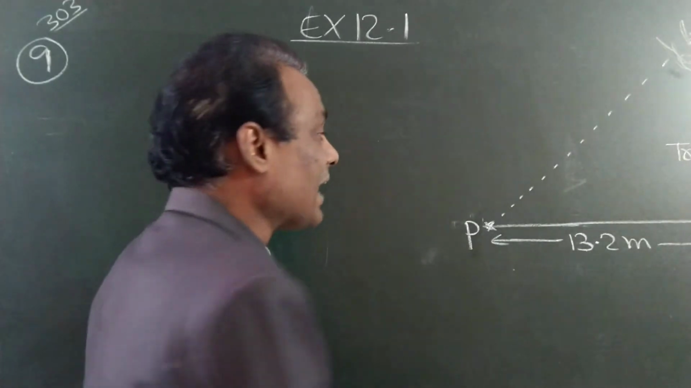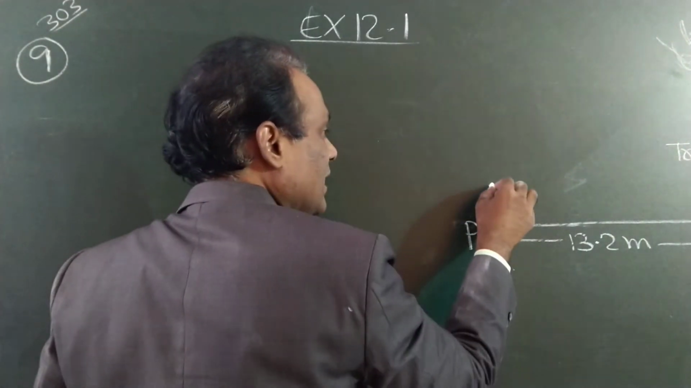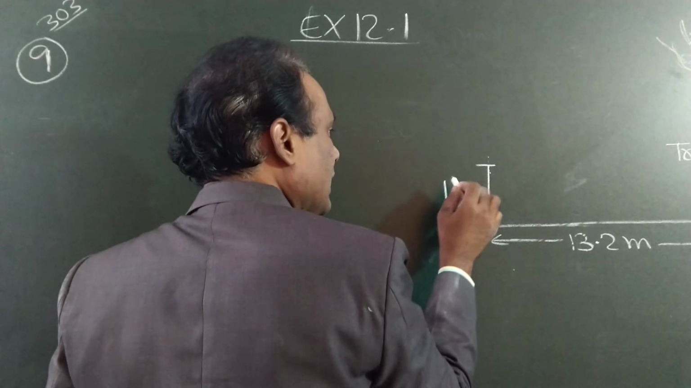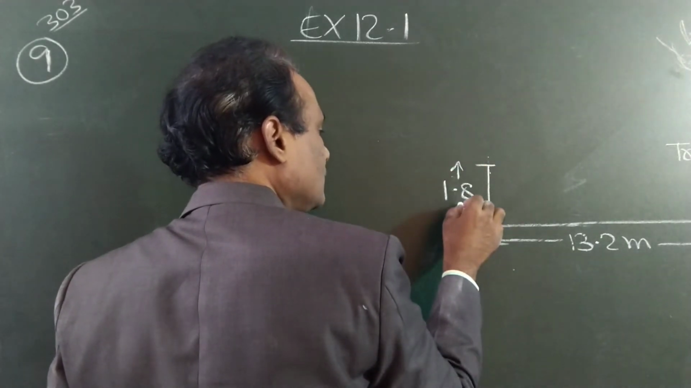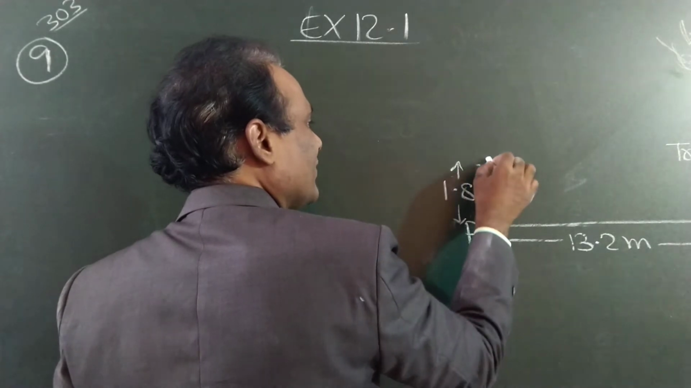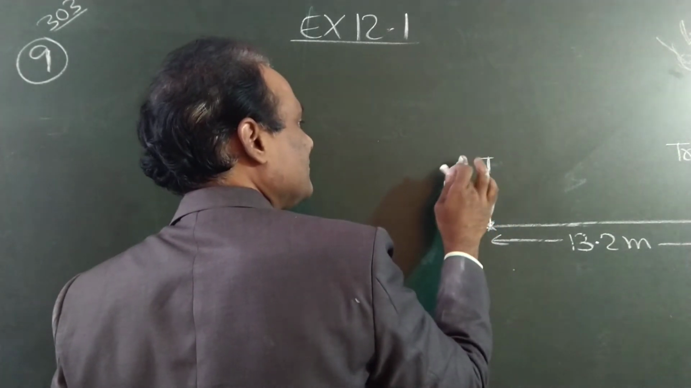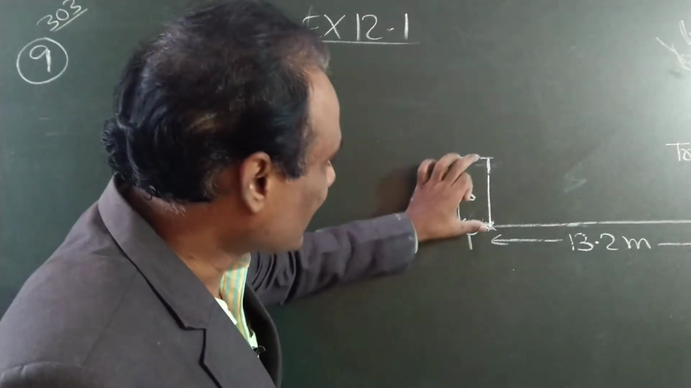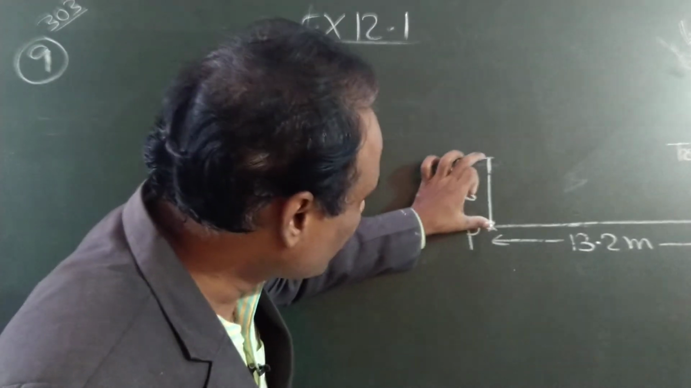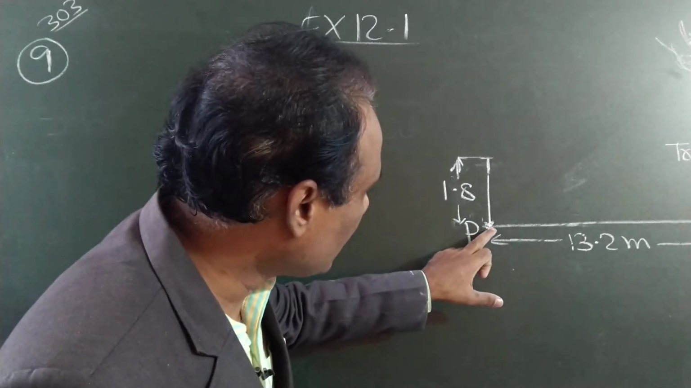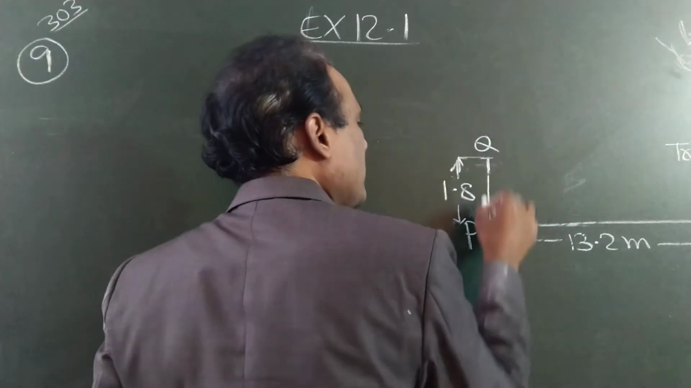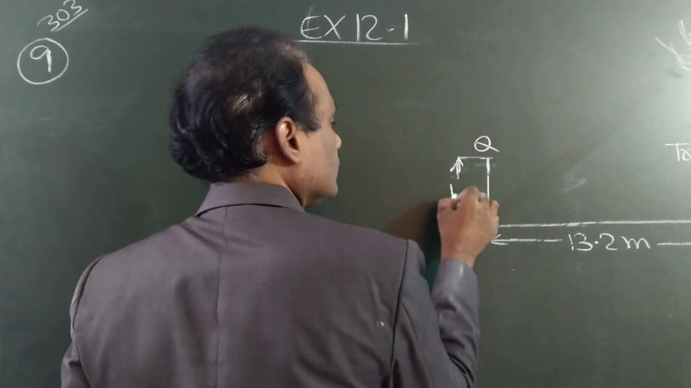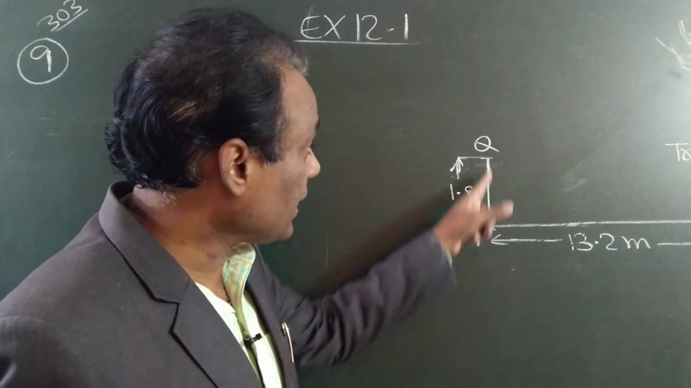But now height of the person is given. Height of the person is 1.8 meters. Person height. The person is standing here, no? So he will be having some height. So PQ. Let PQ be the person.